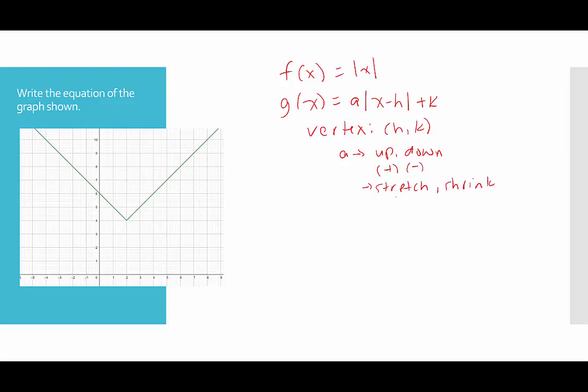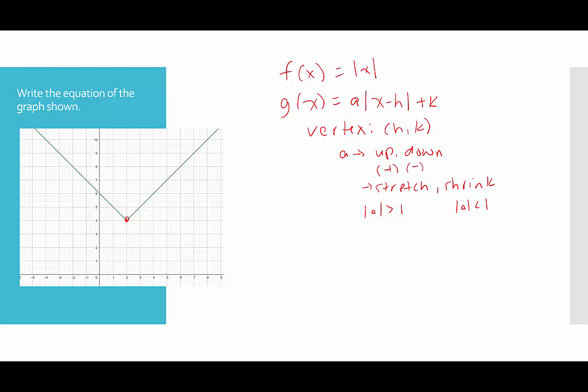and there would be a stretch if the absolute value of a, so just looking at the value instead of the sign of it, is bigger than 1, and there's a shrink if the absolute value of a is less than 1. And if a equals 1, then there's no stretch or shrink. So we want to be able to write the function, the formula for this particular graph.